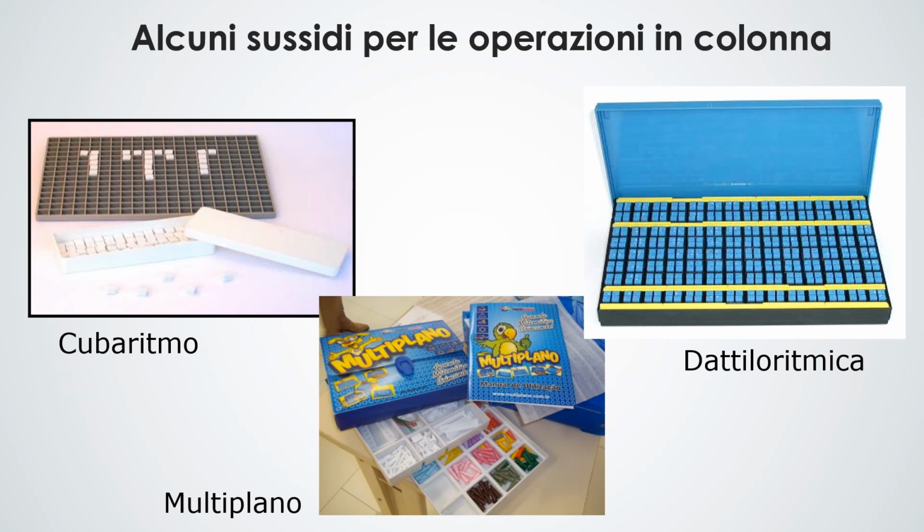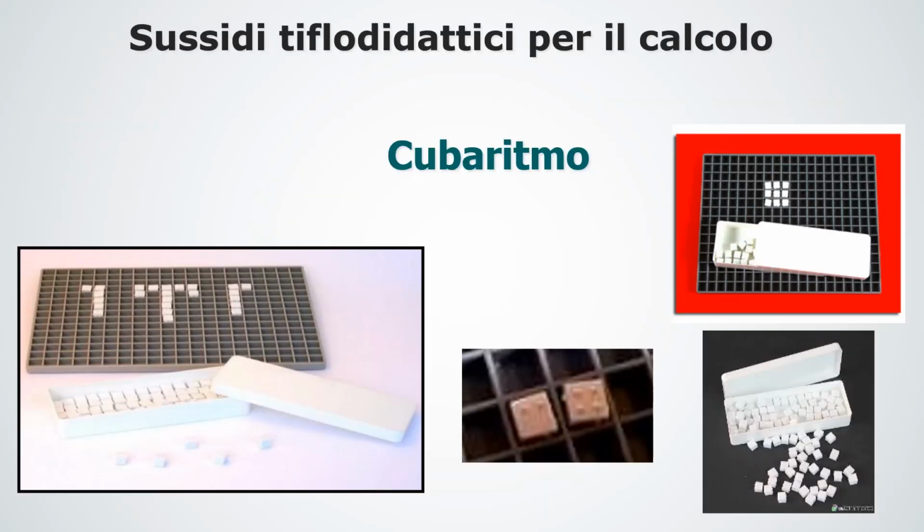The visually impaired child can use various typhlodidactic aids to carry out column operations: the cuborhythm, the dactylorhythmic, and the multiplane. The first tool he uses is certainly the cuborhythm. The cuborhythm allows the blind child to perform operations in columns, with whole numbers and decimals.